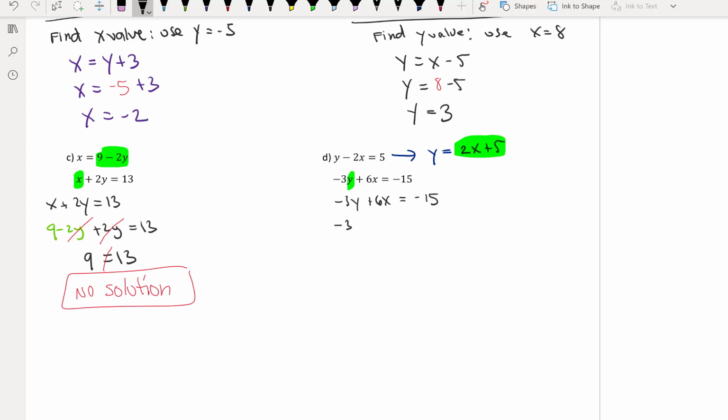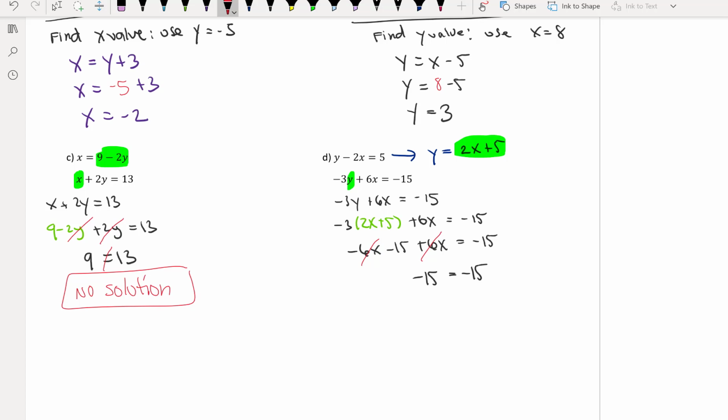So negative 3, okay, so here's my y value. I'm going to plug in 2x plus 5 plus 6x is equal to a negative 15. So when I distribute, I'll have a negative 6x minus 15 plus 6x is equal to a negative 15. Well, this is nice. The negative 6x and the positive 6x cancel out. So you're left with a negative 15 is equal to a negative 15.